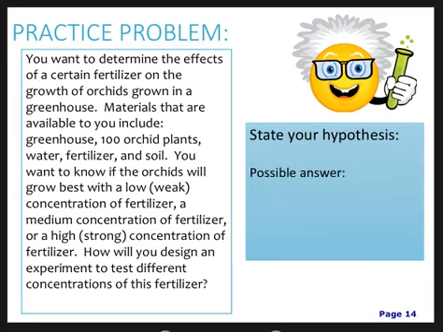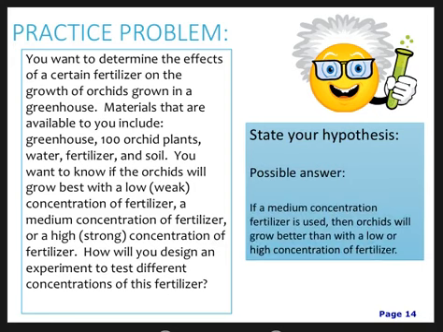My hypothesis is that if I use a medium concentration fertilizer, then the orchids will grow better than if I use a low or a high concentration of fertilizer. So what I'm saying is that if my concentration is too low, it's not enough to benefit the plant. If my concentration is too high, then that's too much and that will damage the plant. So what I want is a medium concentration.